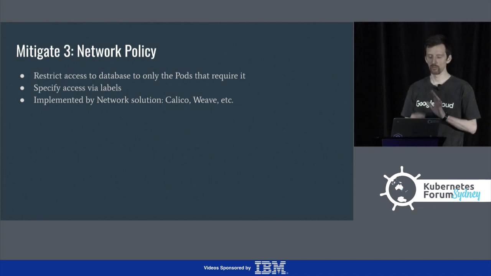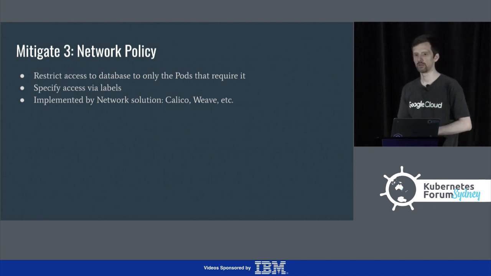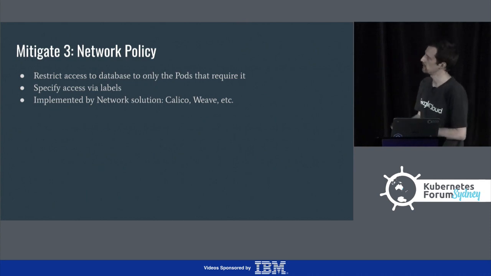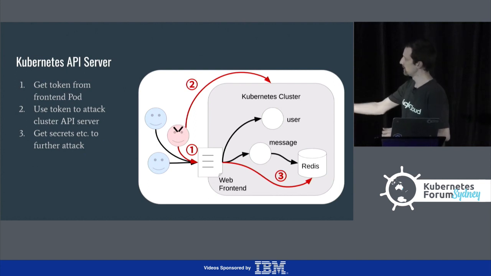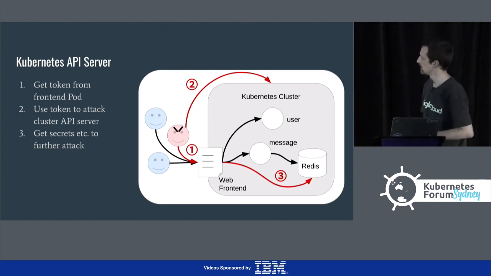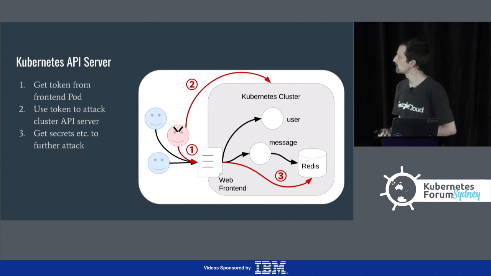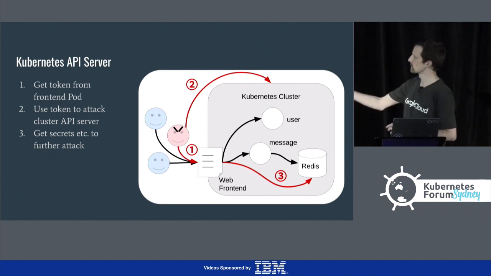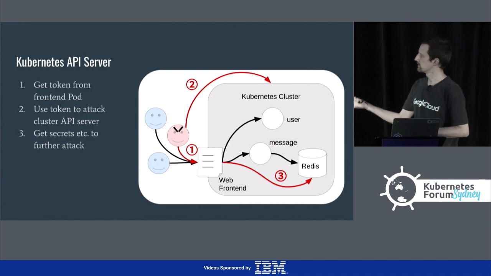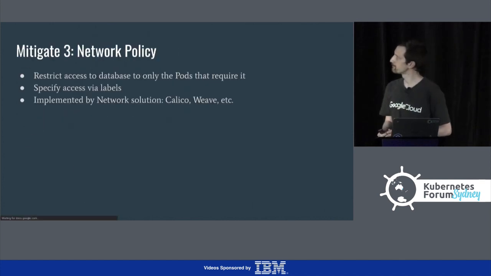Another way to help mitigate some of the issues might be to implement network policy. In this case, I'm mitigating number 3, which was on our previous slide, which is further attacking the cluster by talking to a service directly that we weren't normally talking to. Normally we would go through the message service, but if an attacker is able to take control of our front end and execute code, then maybe they can attack another part of the cluster.